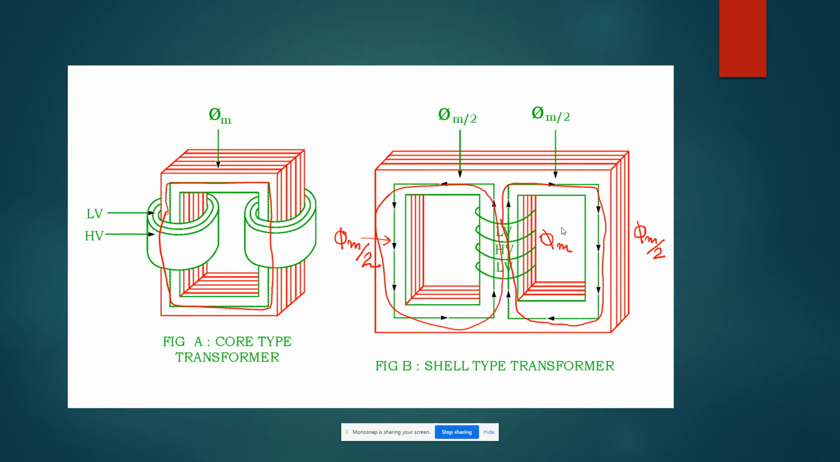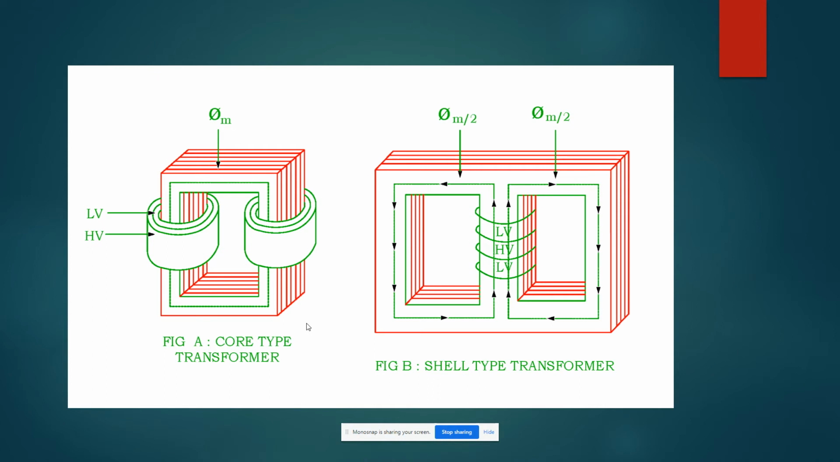Now in the core type transformer, L type lamination is used. This one is L. In the shell type transformer, E and I type lamination is used. As far as winding is concerned, in the core type transformer, circular or rectangular coils are used, whereas in the shell type transformer, multi-layer disc type winding is used.